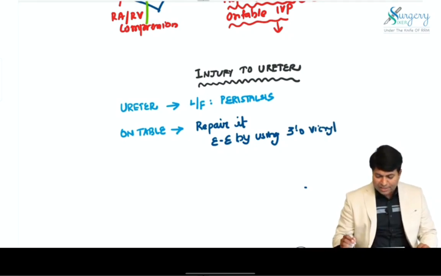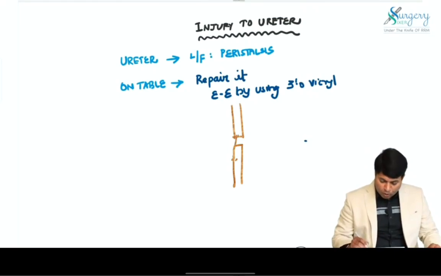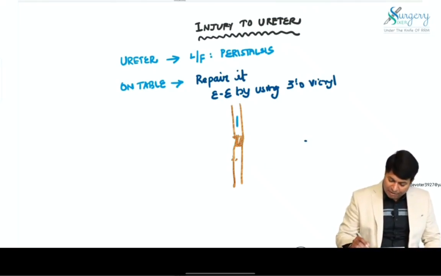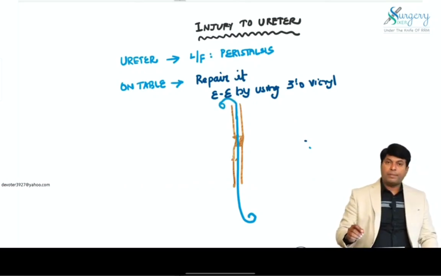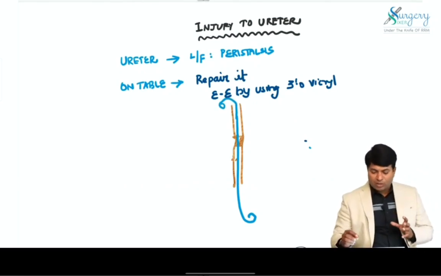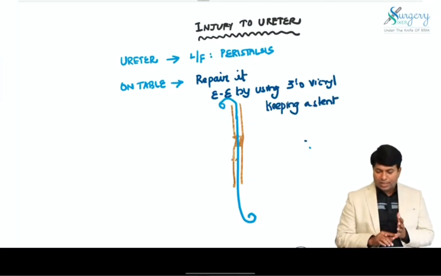On table itself, call the urologist. They will come and repair the ureter. For example, this is a ureter cut like this. If it is very near and easily approximable, you can approximate it and suture it with 3-0 Vicryl, keeping a stent inside. We must keep a stent inside for healing purposes. So if diagnosed on table itself, repair it with 3-0 Vicryl, keeping a stent. Please don't forget, repair it on table by keeping a stent, number one.